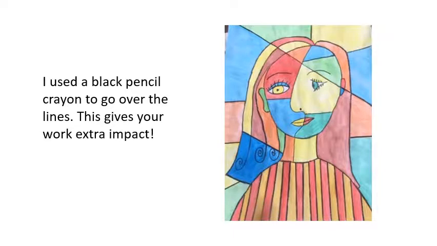As a tip, I used a black pencil crayon to go over the lines that I'd drawn and the outlines of my picture, which I think gave the work extra impact. And if you have a look at Picasso's work, he quite often uses black outlines on things as well.